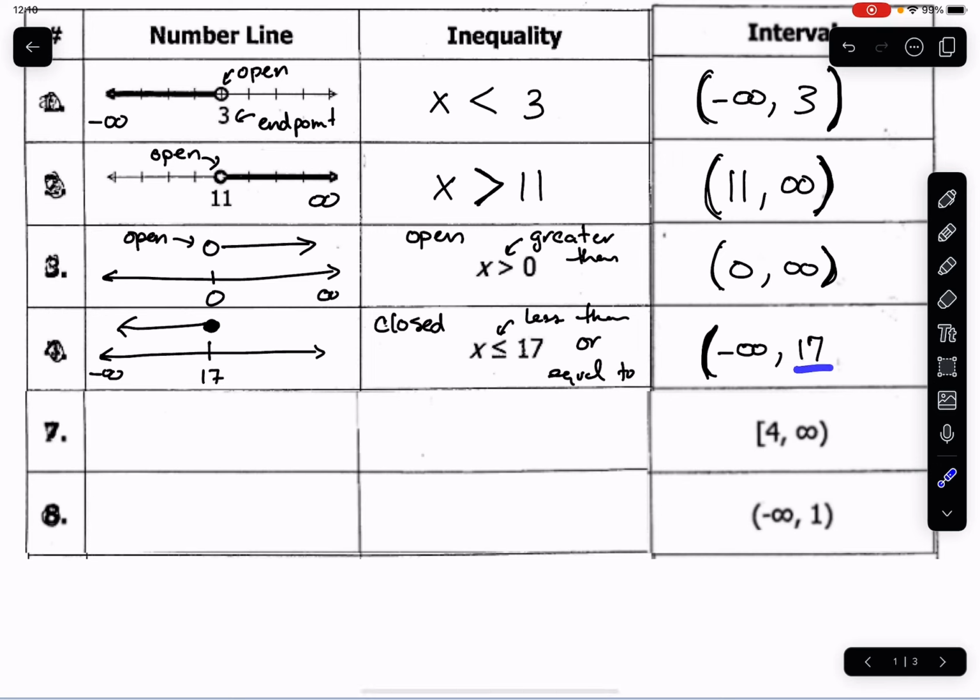And now on the 17, since we're using the closed circle, again, the equal sign, we have to use the appropriate brackets. So we have to use a bracket this time instead of parentheses.